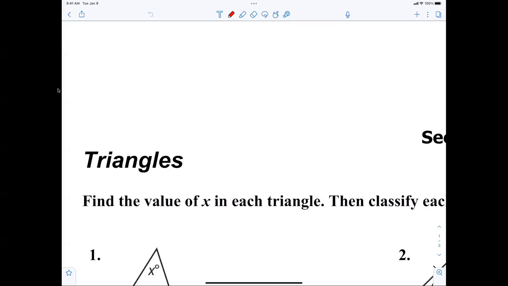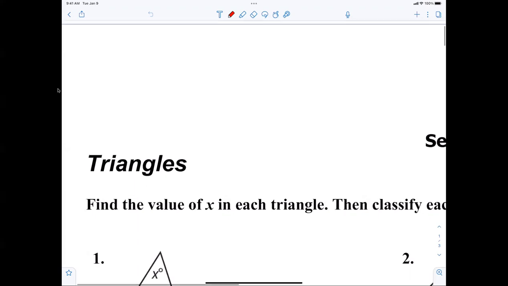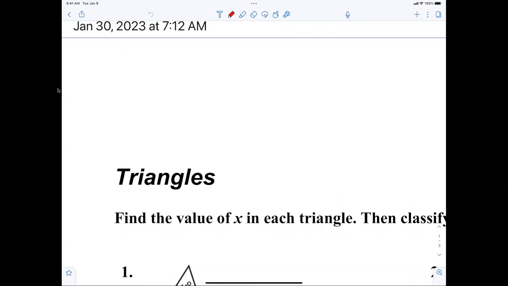You classify them by angles and you classify them by sides. So at the top of your paper, what I'd like for you to do is try to draw an equilateral triangle. And if you have an equilateral triangle, all the sides are what? The same. That's why they call it equilateral. So everybody needs to call it equilateral. That's classifying it by the sides.